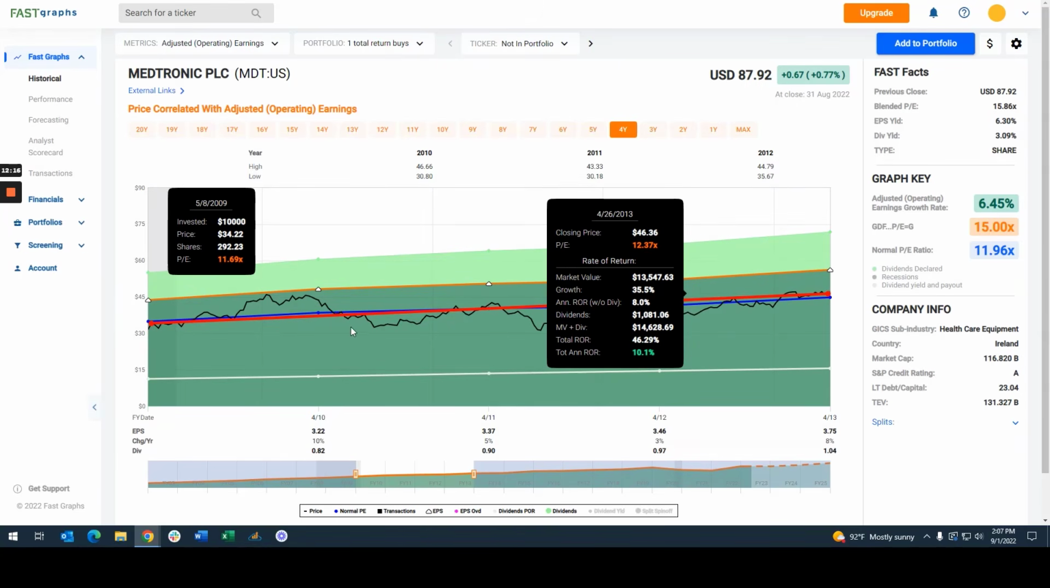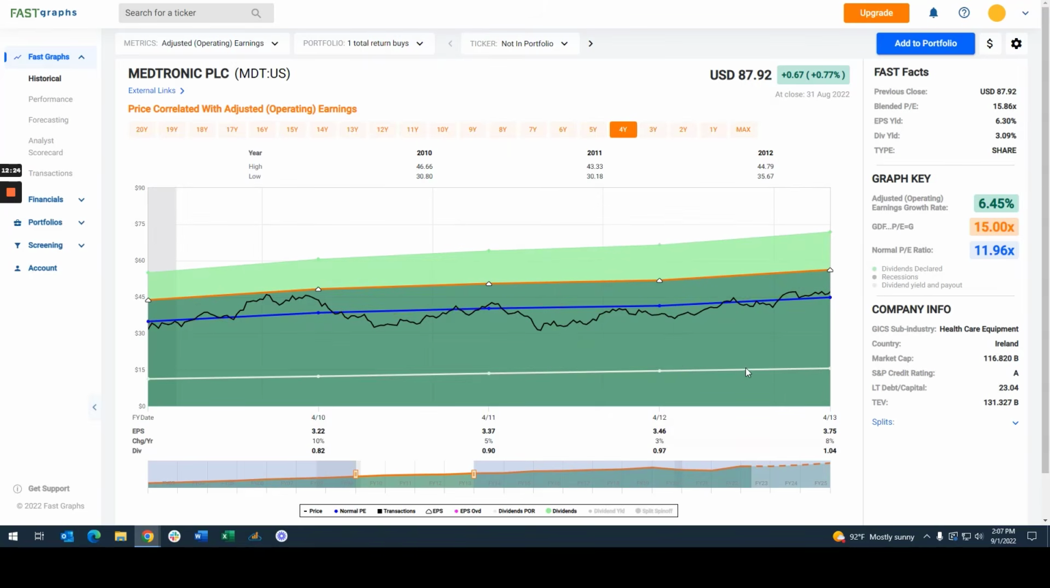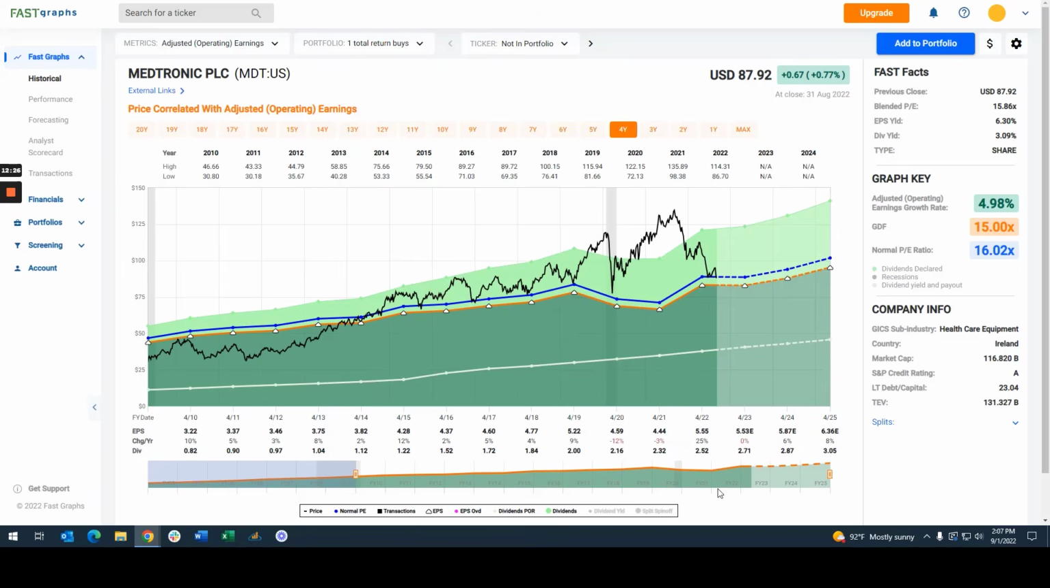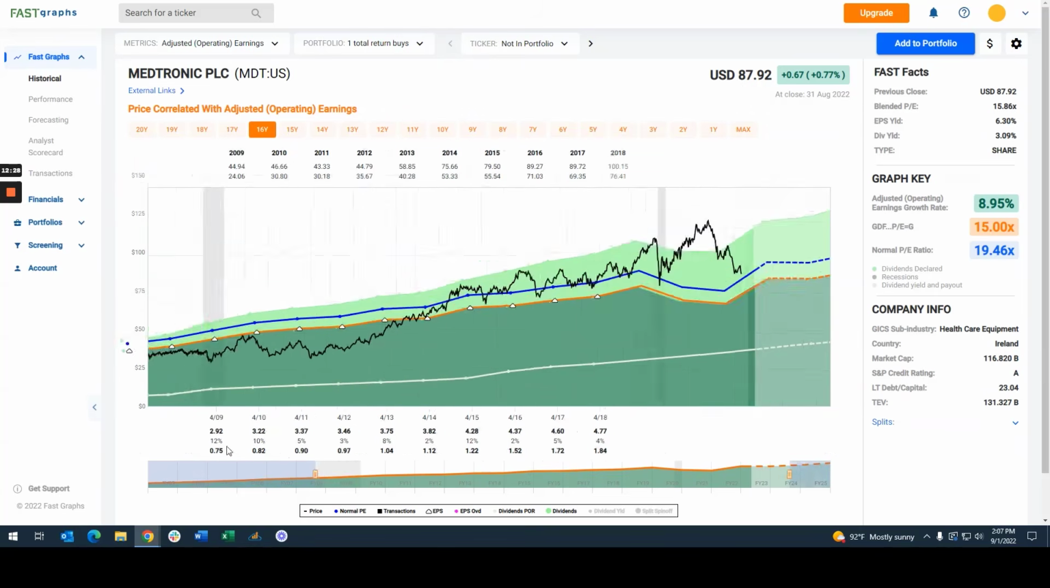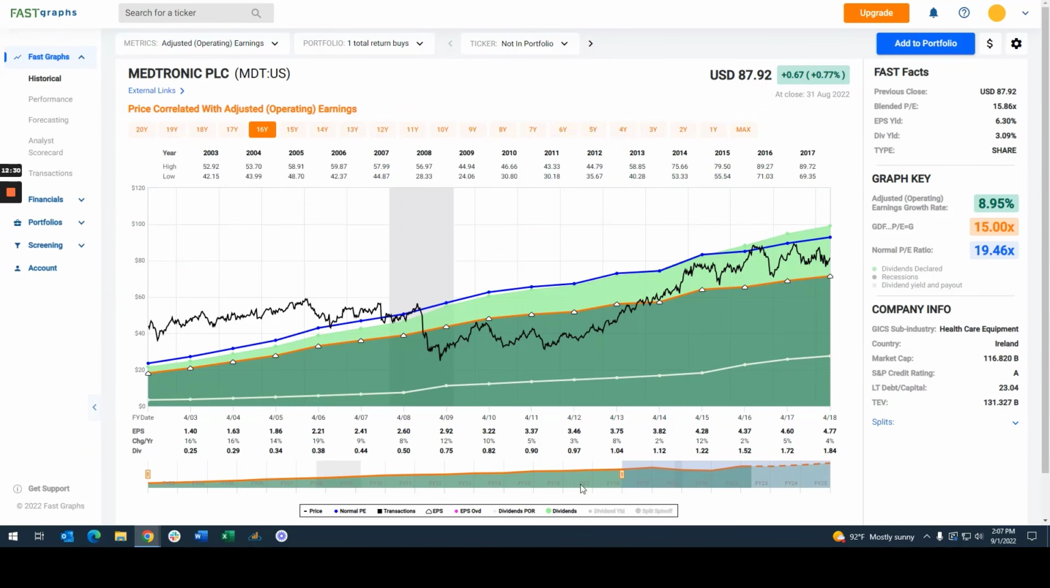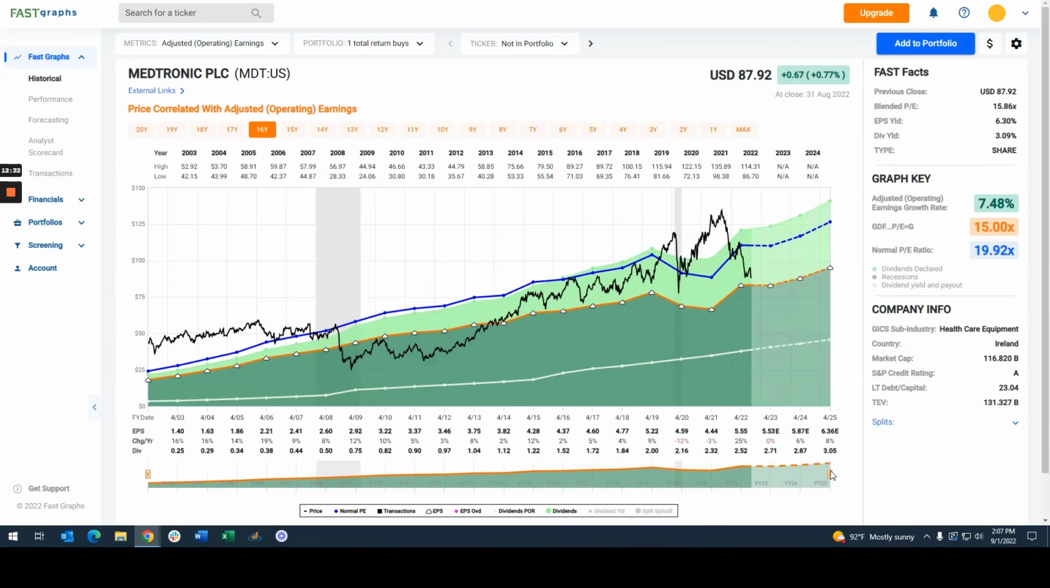Okay, so this is what I mean when I say buying at fair value allows you to fully participate to the full measure of the operating results that the company generates on your behalf. Now, a couple of other aspects that I haven't covered yet about the normal PE I think are also worth mentioning, and that is that not all companies have PEs that are above the orange line.